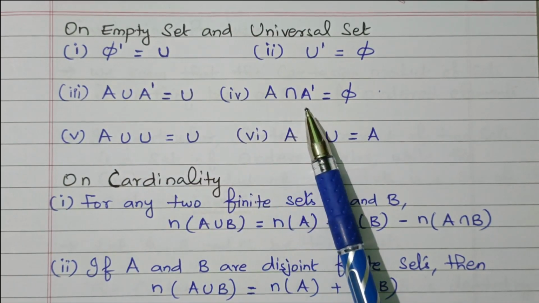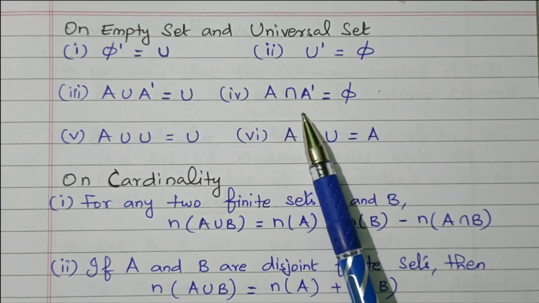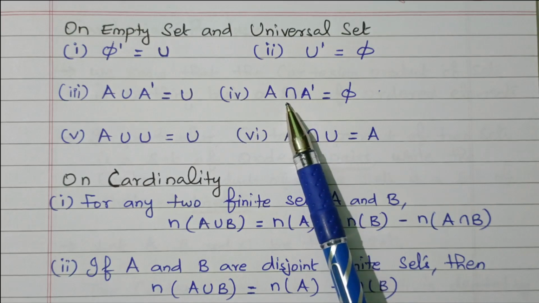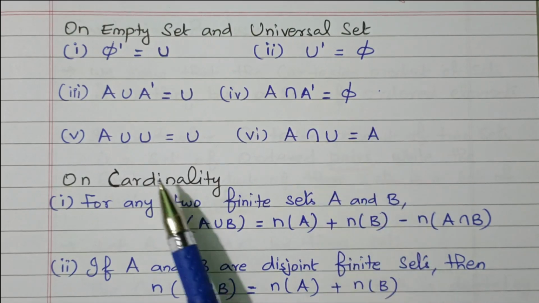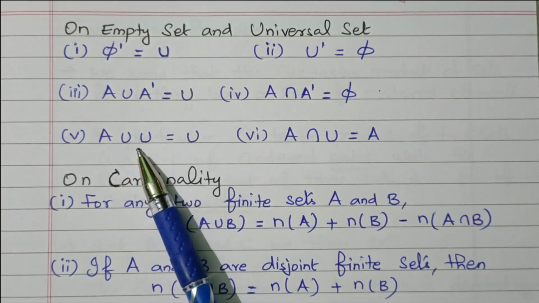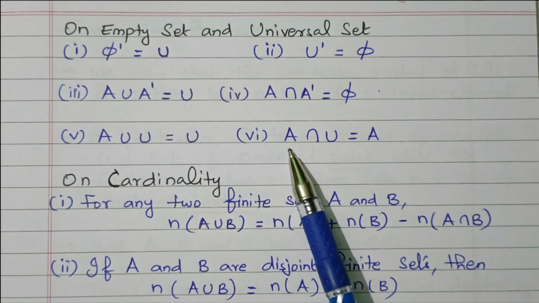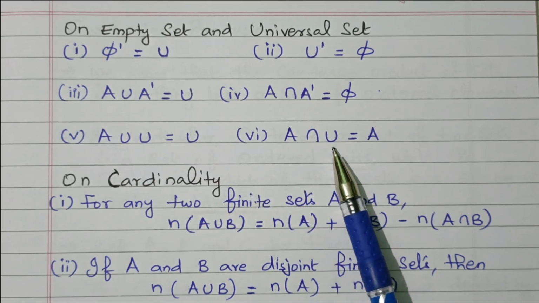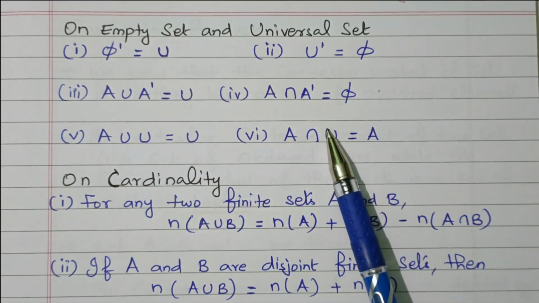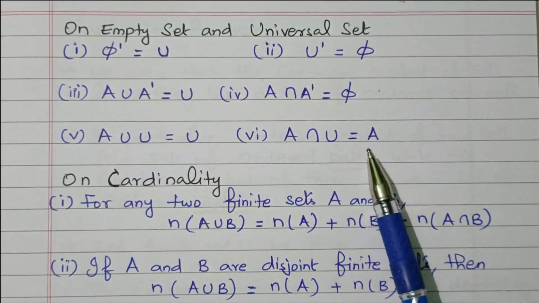A intersect A dash means nothing will be there. A is the set of elements. A dash means other than A. So there is no common element, so null set. A union universal set: the universal set contains all the elements, so automatically the result will be the universal set. A intersect universal set is A. The universal set contains all the elements, A contains the elements of A, so the common is A only.